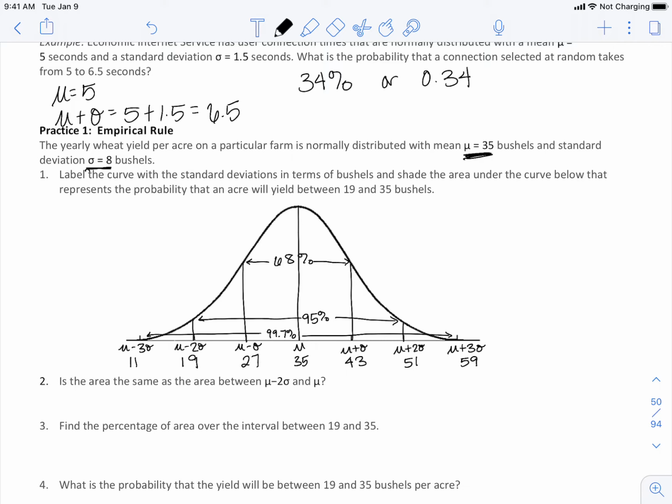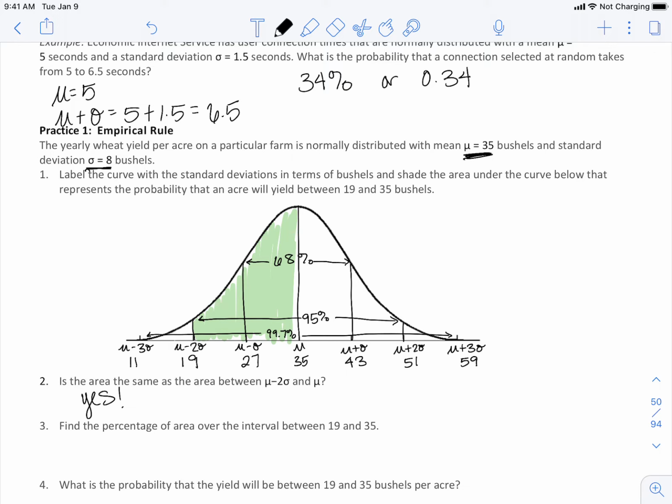Okay, and it says we're supposed to shade the area under the curve that represents the probability an acre will yield between 19 and 35 bushels. All right, there we go. Okay, so is the area the same as the area between mu minus 2 times sigma and mu? Well, yes, we can see that is the same area.